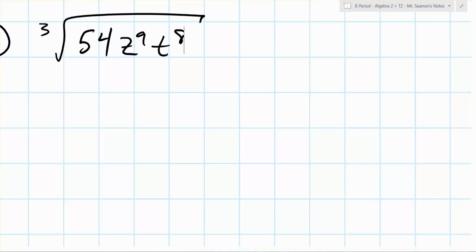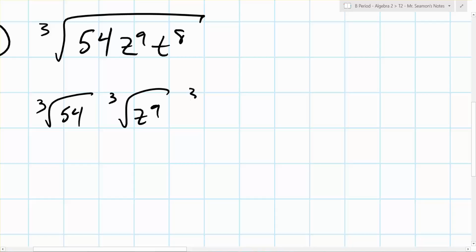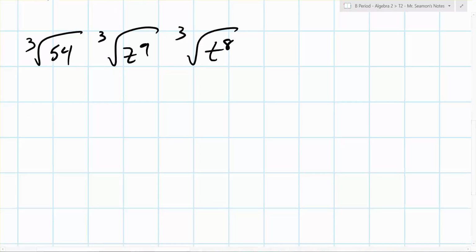Or 1/3 power. To the 1/3 power, correct. So you can break this a few different ways. You could say it's the cube root of 54 times the cube root of z to the 9th times the cube root of t to the 8th. But what does cube root mean? It means to the 1/3 power.